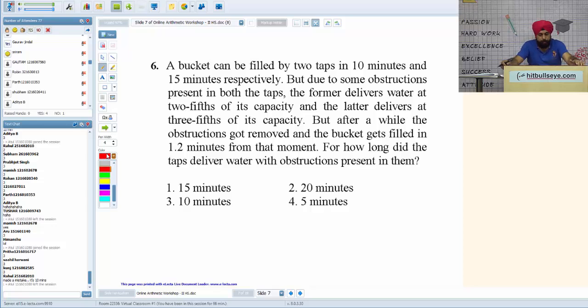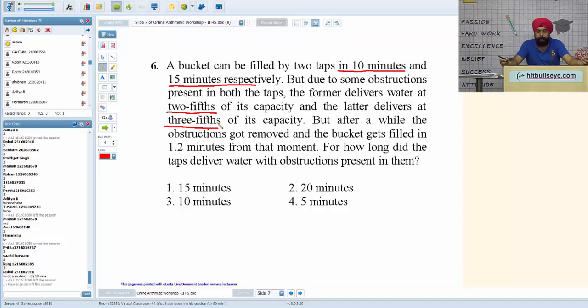So let's solve it here, students. See, students, talking generally, if they fill it in 10 and 15 minutes, we'll take a capacity which is a multiple of 10 and 15, that is 30. But mind it, the former delivers at 2 by 5 of the usual and the latter delivers at 3 by 5 of the usual. So we should take the capacity or their speeds such that it's a multiple of 5 as well. That is the catch, students. Only then you can make the question really simple.